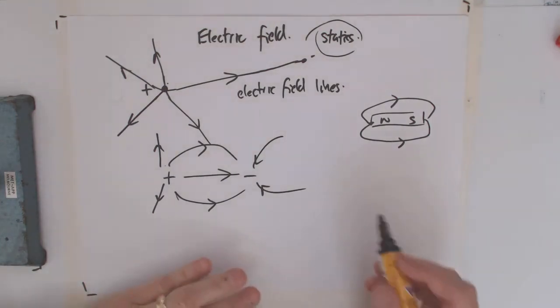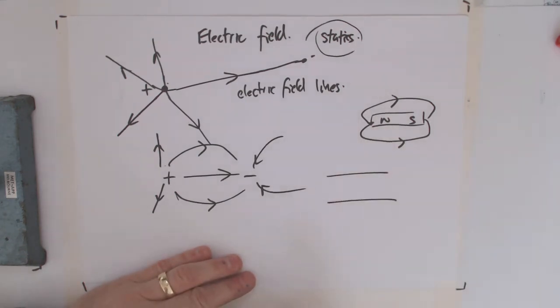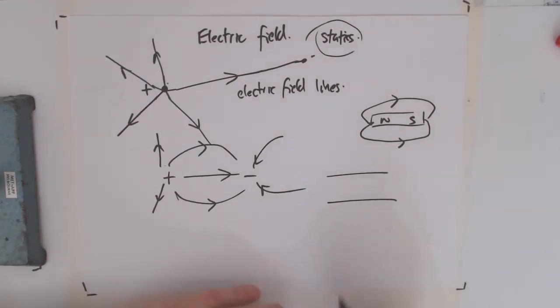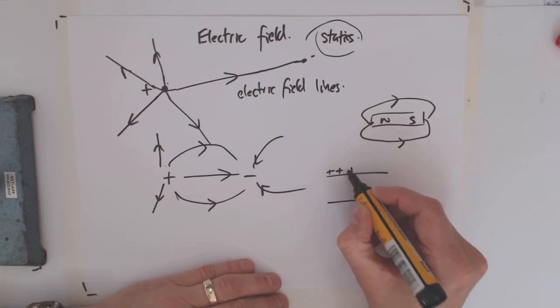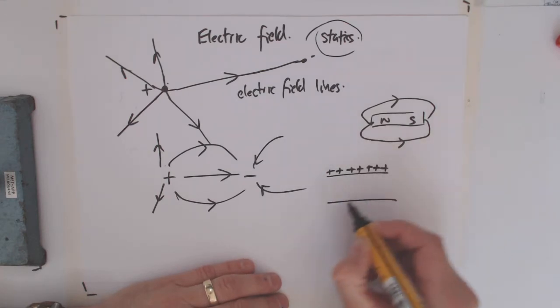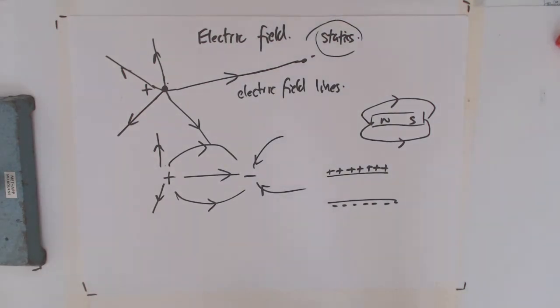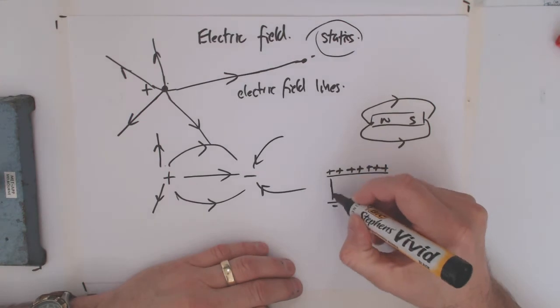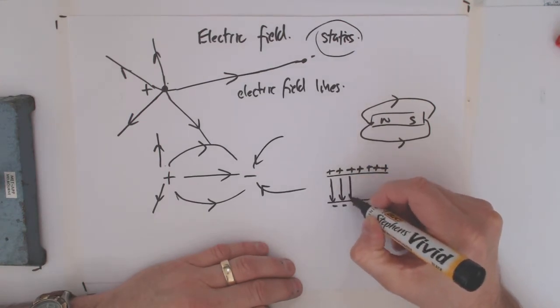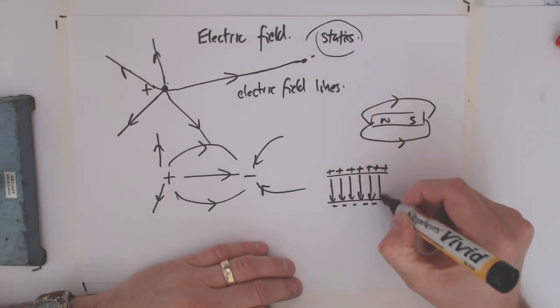We can have a capacitor. A capacitor is where we've got these two plates and we hook it up to a battery, and we end up with a positive charge on one plate and a negative charge on the other. And again, we've got charges just sitting there. They're not moving, not once it's charged. And so we get this electric field that goes from positive to negative.